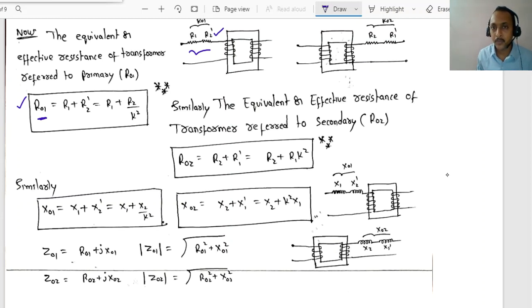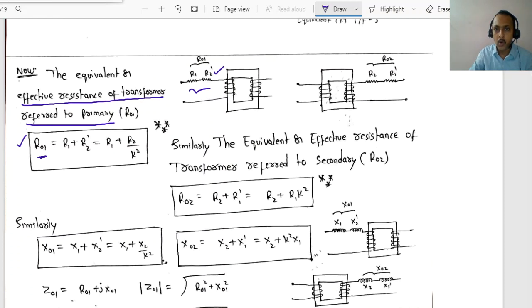Don't get confused. Previously R2 is there in the secondary, you brought it towards the primary side. The name you gave is R2 dash. Now primary side already has R1. Now this R1 plus R2 dash is to be called R01. That is what you have written here. This is to be read as effective resistance of transformer referred to primary, R01 equal to R1 plus R2 by K square.